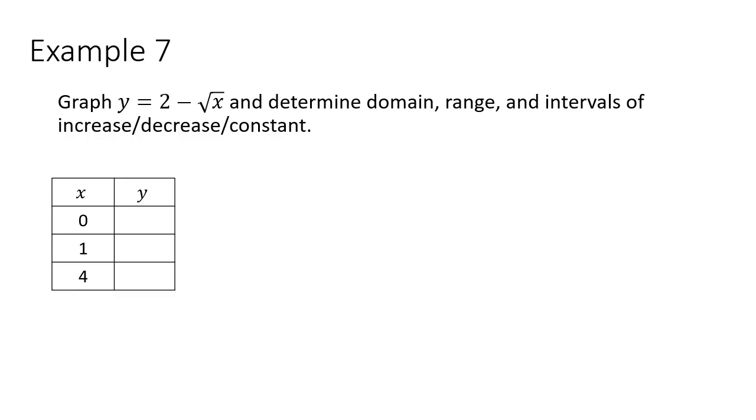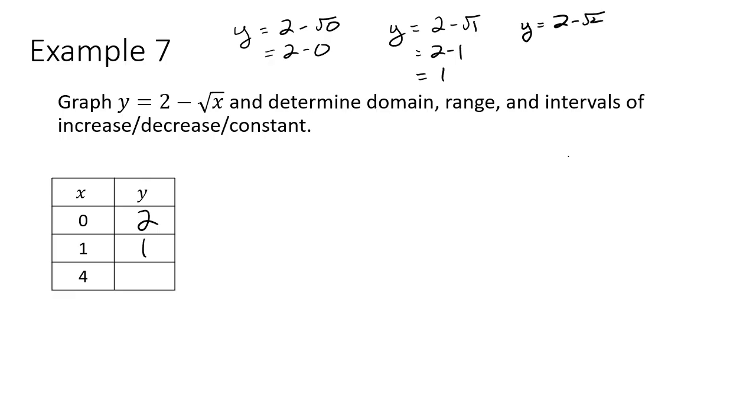All right, so let's figure out our y values. If we plug in 0, we get 2 minus the square root of 0, which would just be 2. If we plug in 1 for x, we'd get 2 minus the square root of 1, which would give us 1. And if we plug in 4 for x, we get 2 minus the square root of 4, which would give us 0.